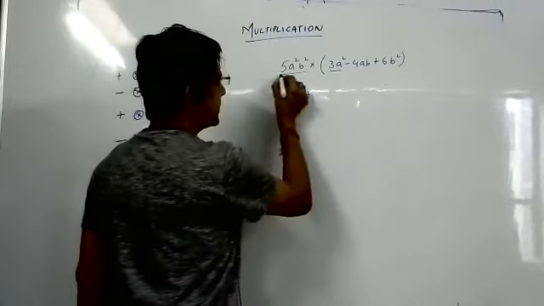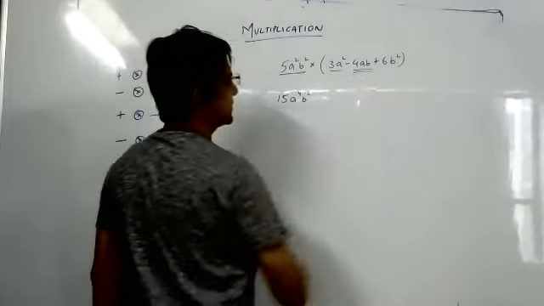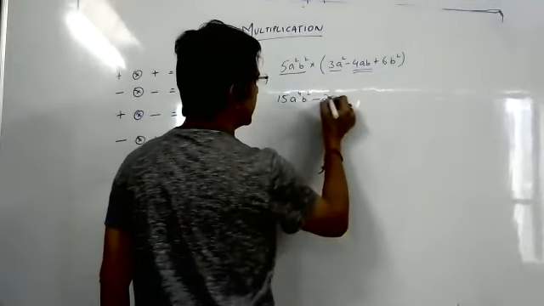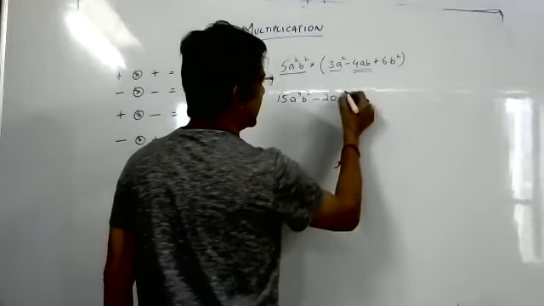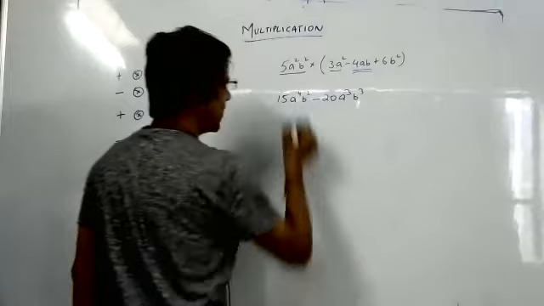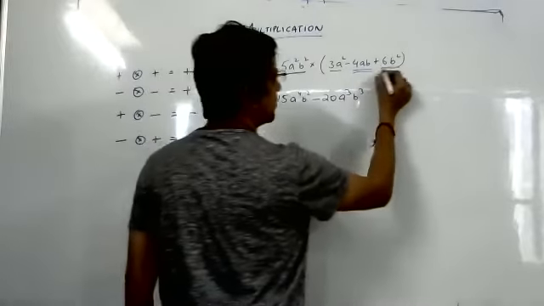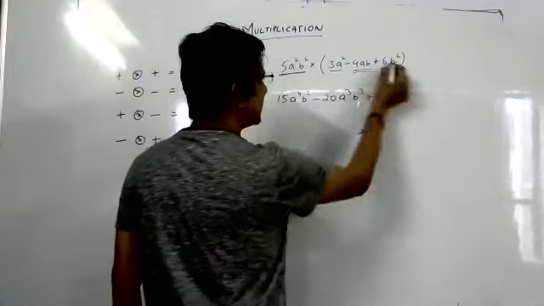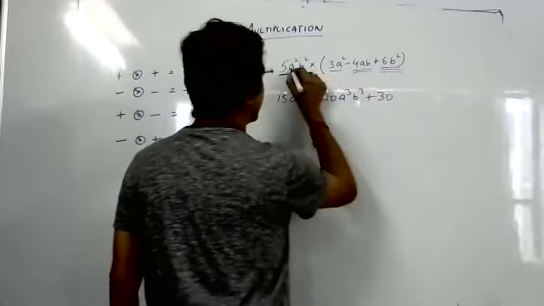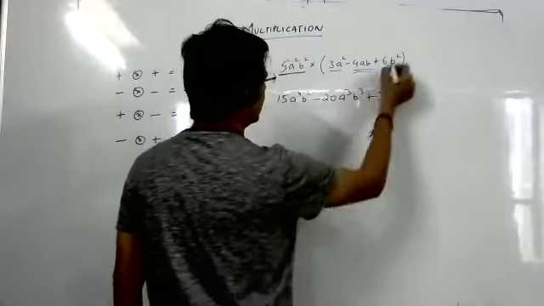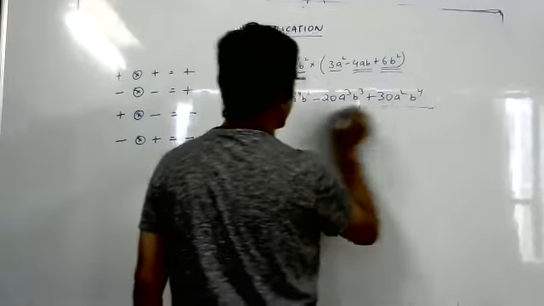Now, second, this into this. Plus into minus, minus. 5 into 4, 20. a square into a, a cube. b square into b, b cube. Now, this into this. Plus into plus, plus. 5 into 6, 30. a square, here there is no a, so you will write a square. b square into b square, b to the power 4.